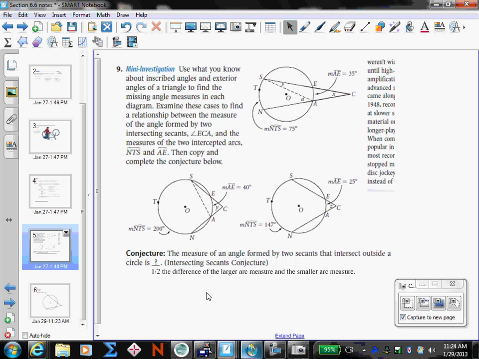Okay, so if we look back up here at our picture, arc SN is 75 and arc AE is 35. So I'd like for you to write out the formula, 75 minus 35 divided by 2, and tell me what X is. And then complete the other two as well.